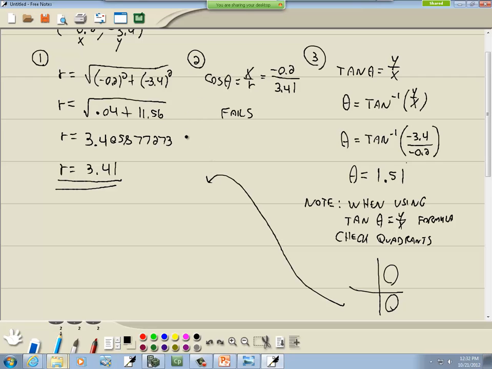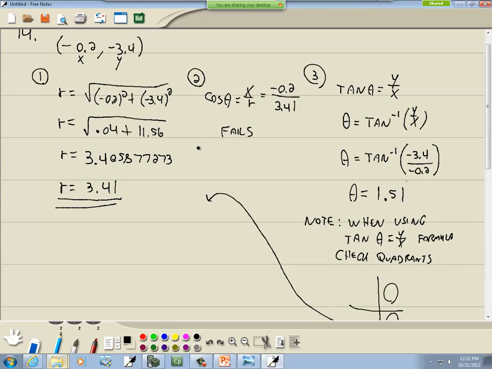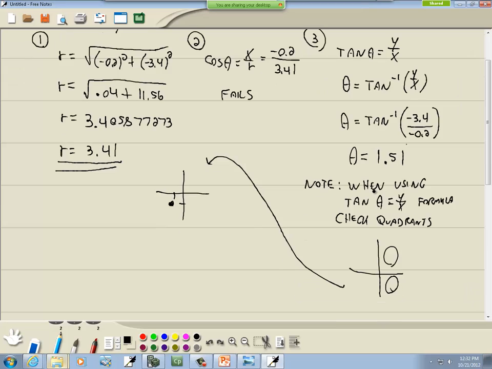Okay, let's look at our original problem. Negative 0.2, negative 3.4. Let's see where that point is. X is negative, y is negative. It's over here somewhere. I don't care exactly, but it's over here. Let's see what we came up with. Now r doesn't matter, but we came up with theta is equal to 1.51. 1.51 in terms of radians, this is pi over here, so this is like 3. And 1.51, I'm going to have to quit being sloppy here, I guess. That's so close to that.